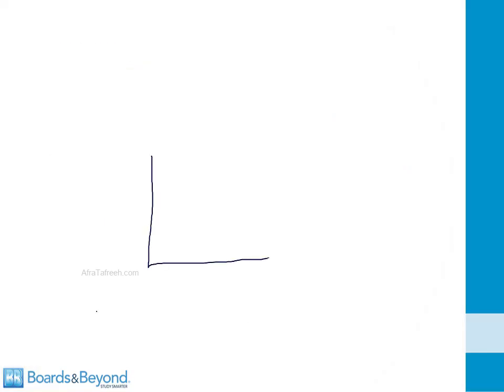If we were to plot the serum concentration of glucose on the x-axis, and if we were to plot the urinary excretion of glucose on the y-axis, what we would see is initially this would just be a flat line at 0.